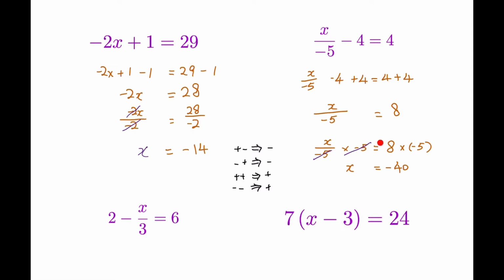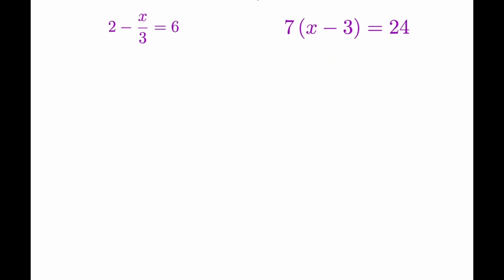Like this one is positive, one is negative. They are not the same. That's why your answer is also negative. And then the rest, 40, came from 8 times 5. Easy peasy. Then let's continue. We have a lot of questions.